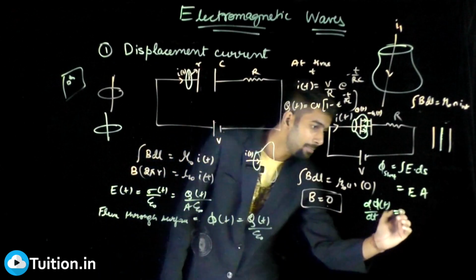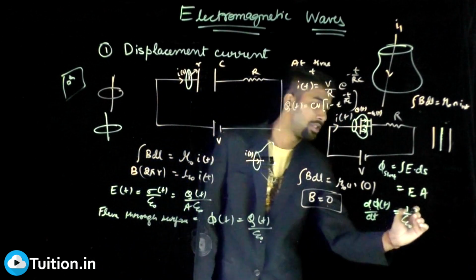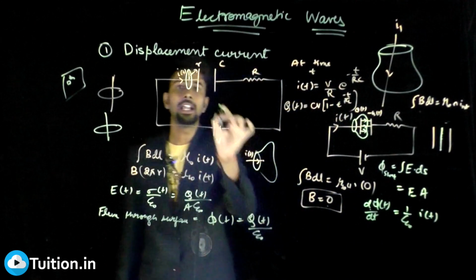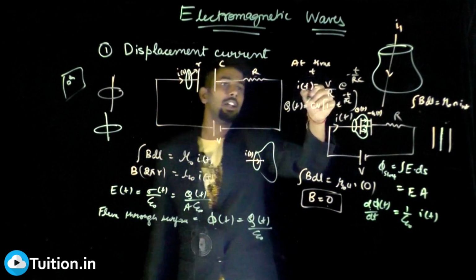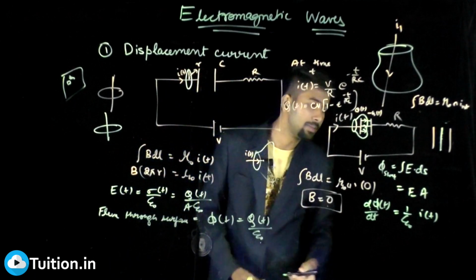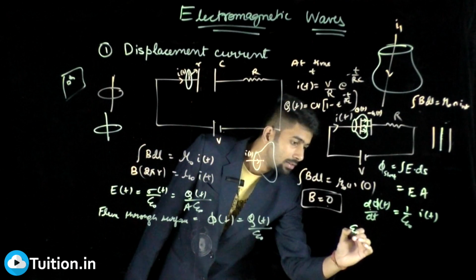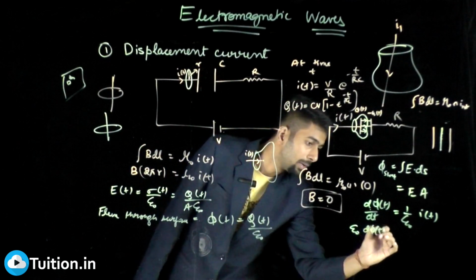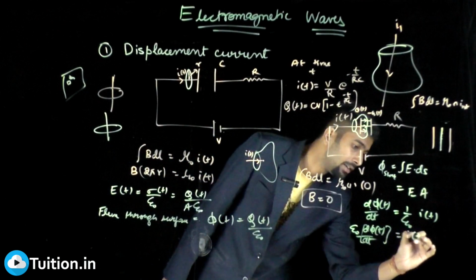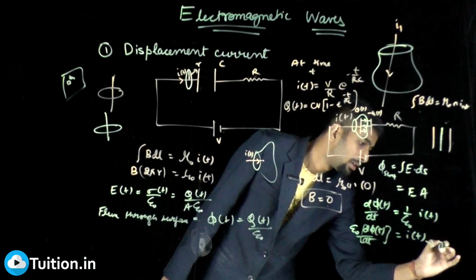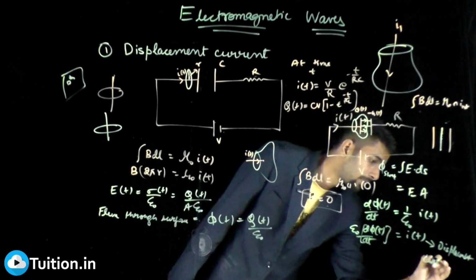So differentiated with time, you will have 1 by epsilon naught dq(t) by dt, which is nothing but your I(t). So the rate of change of this charge is nothing but this I(t), right? If you differentiate this with time, you'll get I(t) basically. So this I(t) is epsilon naught d phi of t by dt, and this is what is your displacement current.